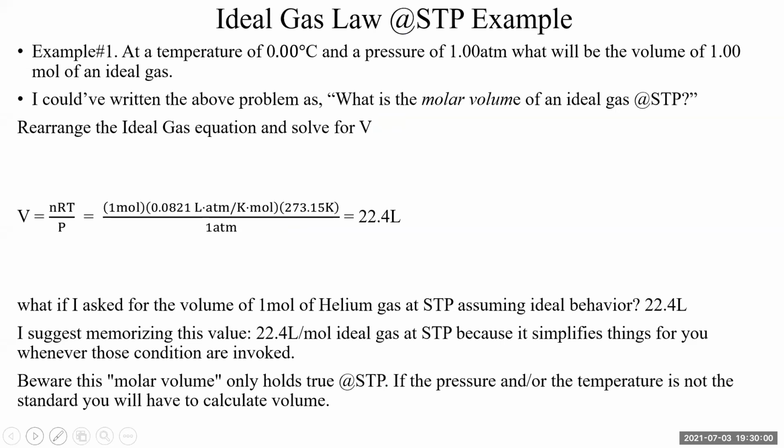Okay, let's do an example. At a temperature of 0 degrees Celsius and 1 atmosphere, just because I'm giving you a temperature in Celsius doesn't mean it's okay to use that. If I try to plug in 0 Celsius into my gas law, I'm going to get 0 for any value I try to calculate, or worse, undefined. So always convert to kelvins. Capital K, no degree sign. There's no such thing as a degree of Kelvin.